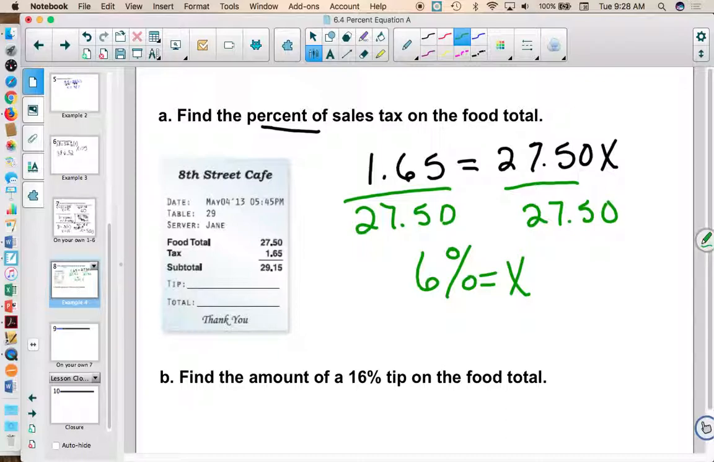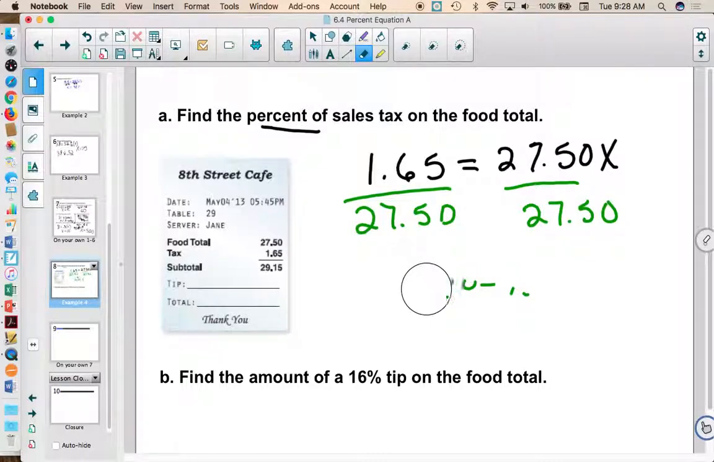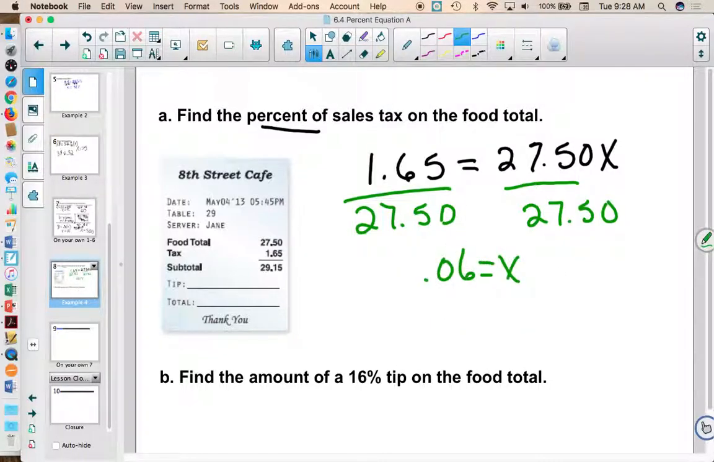$1.65 divided by 27.50. I get 0.06. Okay? And maybe that's something that we need to show, because let me erase this. X equals 0.06. Oh, I was looking at the stuff, but it's asked me for percent, so my percentage is 6%. I know I did wrong. I was looking at the subtotal. Okay? And that's how I know it's 6%.